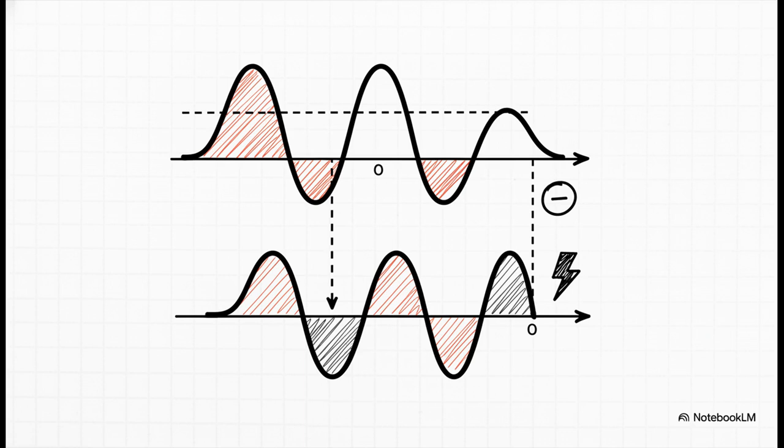When the object is at its furthest point away, at maximum displacement, it has to stop for a split second to turn around. So its velocity is 0. But when it's zipping through the center point where displacement is 0, that's when it's moving its absolute fastest.